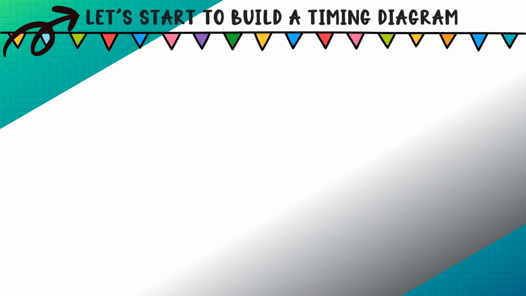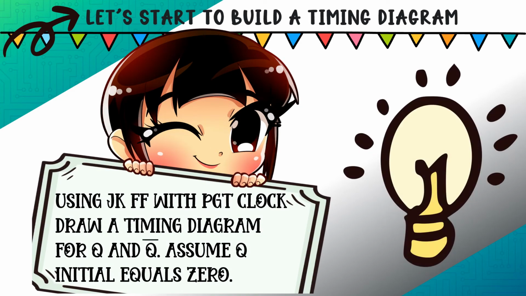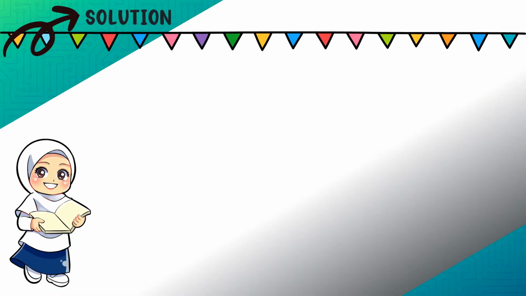In this video, we have prepared one example. The question is: using JK flip-flop with PGT clock, draw a timing diagram for Q and Q bar. Assume Q initial equals 0. Next, we are going to show how to solve the question.